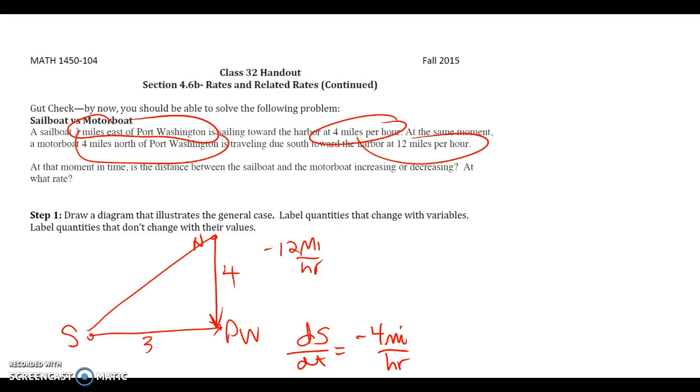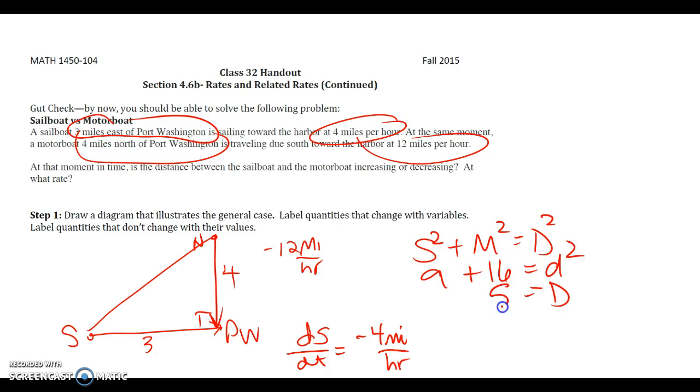Now, the equation we're going to use is Pythagorean theorem because this is a right triangle. So we're going to say the sailboat side squared plus the motorboat side squared equals the distance between them squared. Now, at the time this is happening, we want to know that distance. So 3 squared is 9 plus 16 equals d squared. D is going to be 5. So we need to know that.